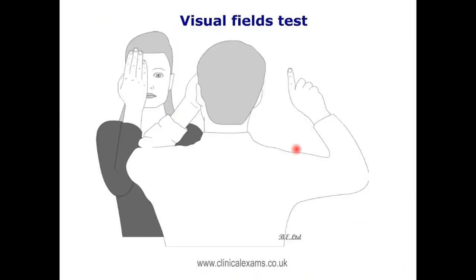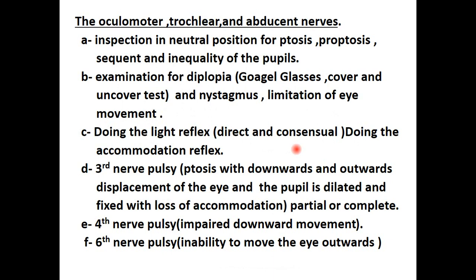The most important examination of the cranial nerves is the third, fourth and sixth cranial nerve: the oculomotor, the trochlear and the abducent nerve. Those cranial nerves supply the extraocular muscles. As you know, the extraocular muscles are superior rectus, inferior rectus, medial rectus, lateral rectus, superior oblique, inferior oblique, and also levator palpebrae superioris. These muscles are responsible for the movement of the eye during vision.